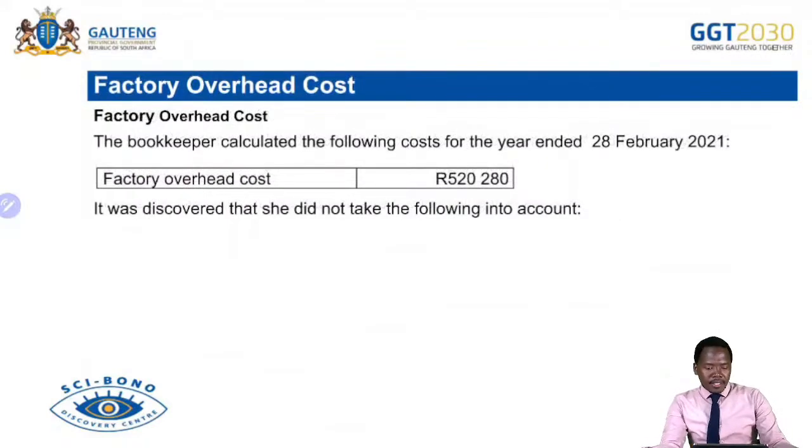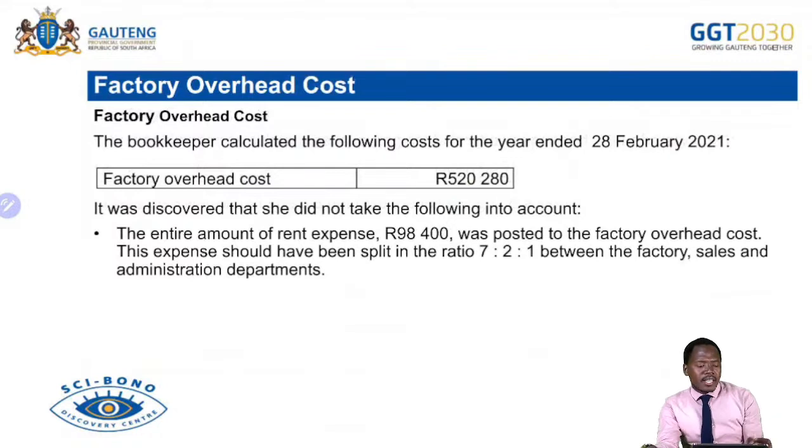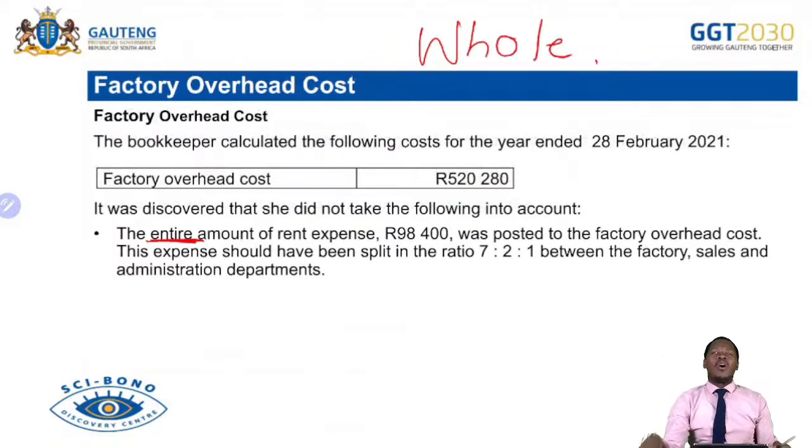Moving forward, we are now looking at the other item. Next item affecting factory overheads. Let us read together, grade 12. This one is a little bit longer. The entire amount of rent expense, that is 98,400, was posted to the factory. I want to underline the word entire. Entire means what? It means the whole. Meaning all of it. It was posted only to the factory.